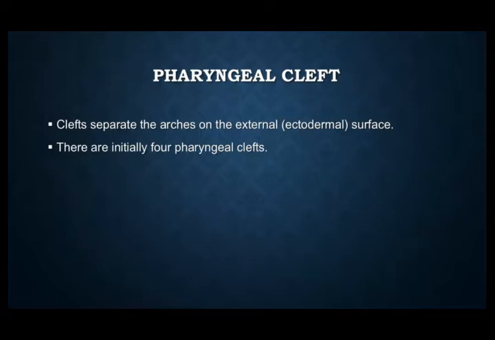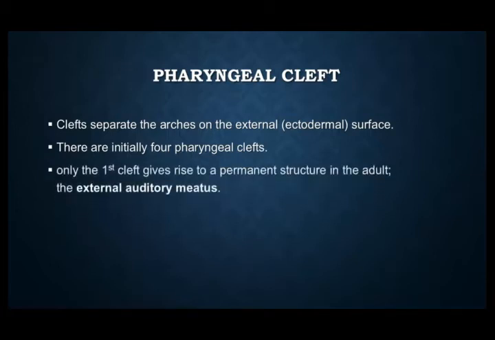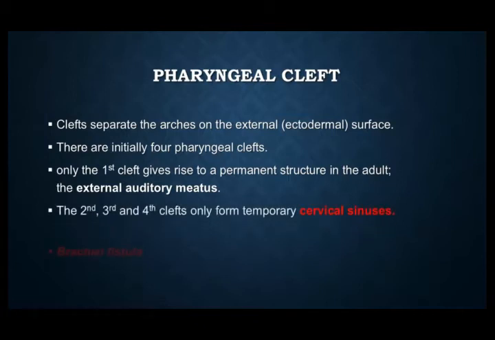Only the pharyngeal pouches develop from the endodermal surface. So जिस तरह से pharyngeal arches का total number 4 है, same goes for the pharyngeal cleft, that they are 4 in number. And a very significant feature you can study is that only the first cleft is going to give rise to the external auditory meatus, that is a component of your external ear.